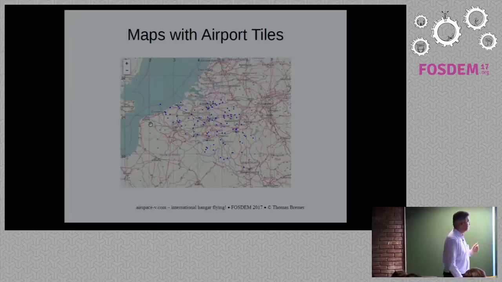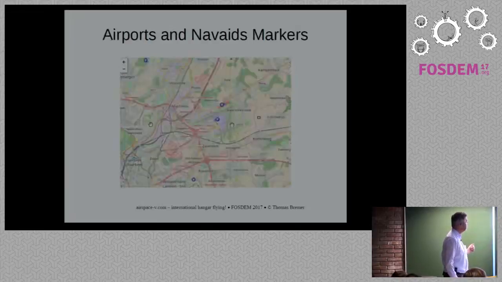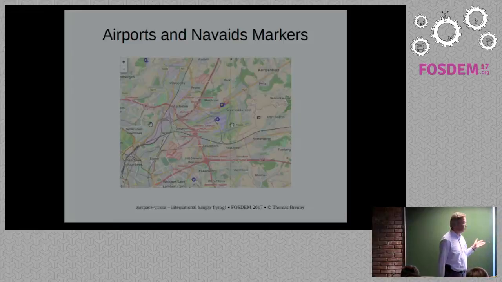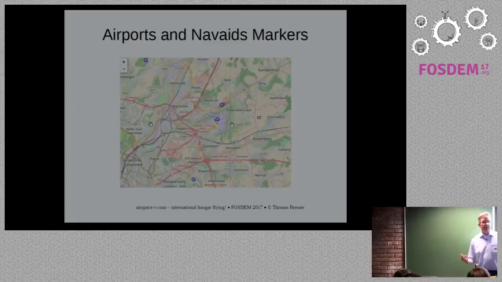Then if you zoom in, here you see Brussels Airport. You zoom in, then you also get markers for airports. These are the blue rings, because it's a sign on the official maps. And here you also see something like navigation aids. This is a radio beacon which is used for navigation.